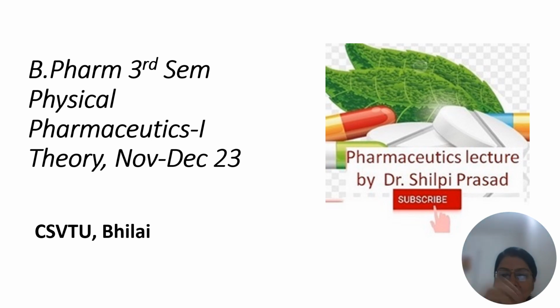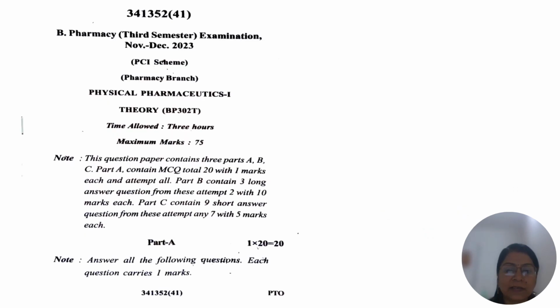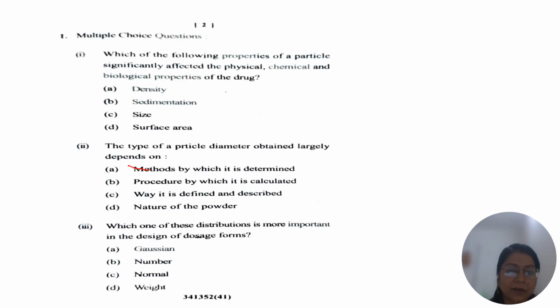आज मैं आप लोगों के साथ फिर से क्वेश्चन पेपर डिस्कस करने आई हूँ, जो फिजिकल फार्मास्यूटिक्स 1 का क्वेश्चन पेपर है। बी फार्मेसी थर्ड सेमेस्टर में CSVTU भिलाई द्वारा लिया गया था। तो चलिए स्टार्ट करते हैं। This is the first page of the question paper. Total marks 75, out of this 20 marks is of MCQs and 20 marks long answer, and then 35 marks is of short answer question. We will solve today the MCQs of this question paper.